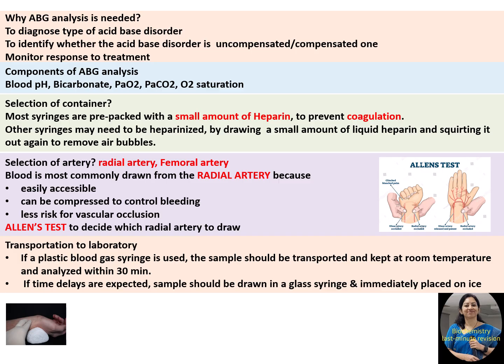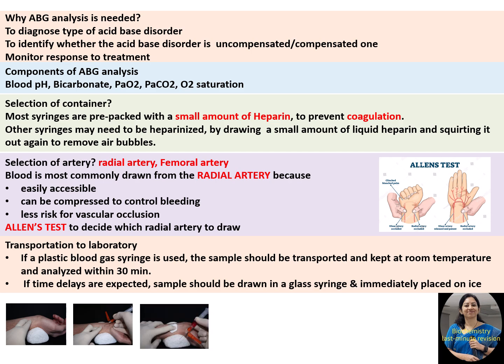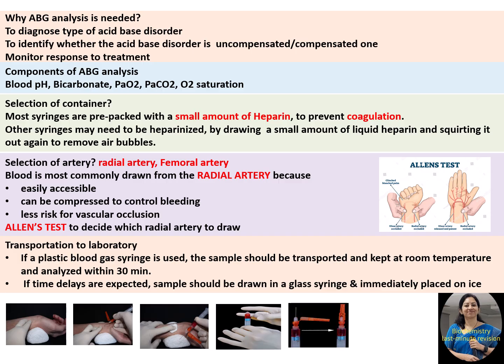So this is the procedure for blood sample collection for ABG analysis. First Allen's test is done, and if the collateral circulation is established, then the radial artery part is made sterile. Then the syringe is inserted into the radial artery. Blood starts flowing into the syringe. Then the artery is occluded to prevent further blood loss. The syringe is tapped to remove any air bubbles. It is capped and sent to the lab, and this is the instrument for ABG analysis.